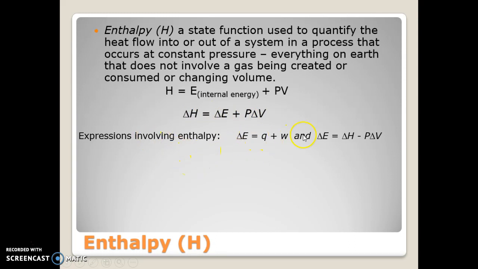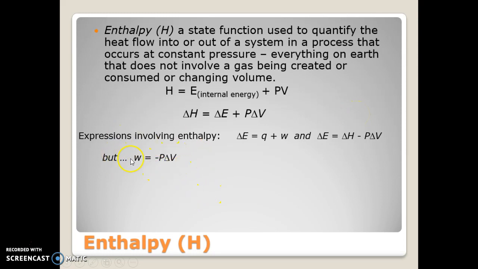In previous slides, we learned that the change in internal energy of the system is equal to the change in heat plus the change in work. Now we also know that delta H is equal to delta E plus P delta V. If I rearrange that equation, delta E is also equal to delta H minus P delta V. So we're going to take these two equations and do a little bit of modification and substitution.